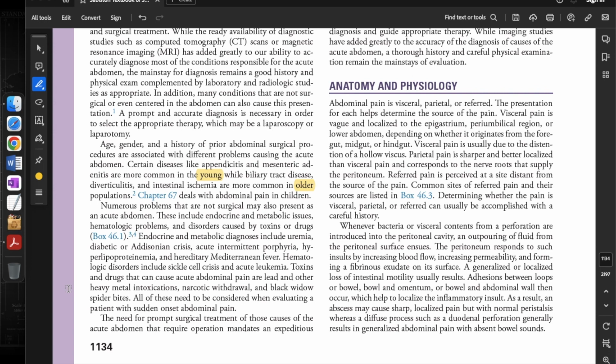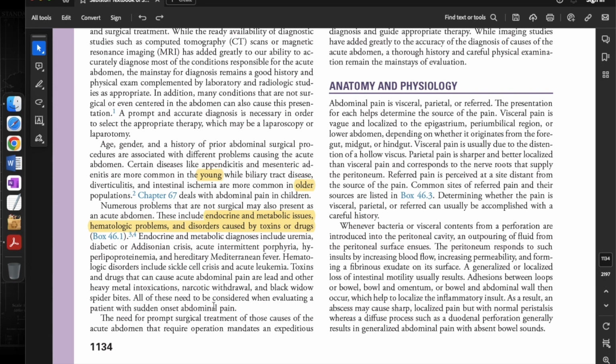Numerous problems that are not surgical may also present as an acute abdomen. These include endocrine and metabolic issues, hematologic problems, and disorders caused by toxins or drugs. Endocrine and metabolic diagnoses include uremia, diabetic or Addisonian crisis, acute intermittent porphyria, hyperlipoproteinemia, and hereditary Mediterranean fever. Hematologic disorders include sickle cell crisis and acute leukemia.